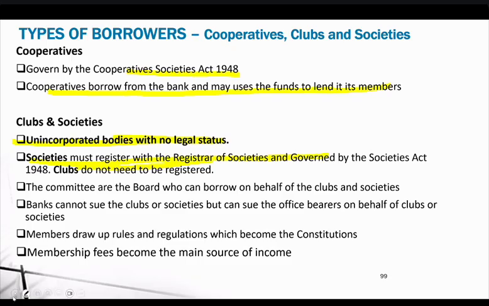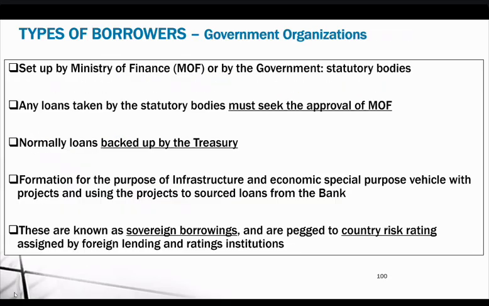And the last point here will be government. Government here will be the Ministry of Finance. And what they mentioned in the book was, if any loans are taken, especially if there's a government guarantee, you must get the approval from the Ministry of Finance. We call these types of loans for infrastructure and economic special purposes for the government sovereign borrowings, pegged to the country risk rating.